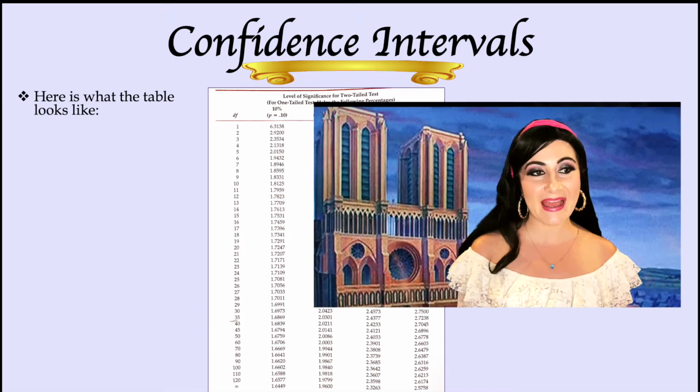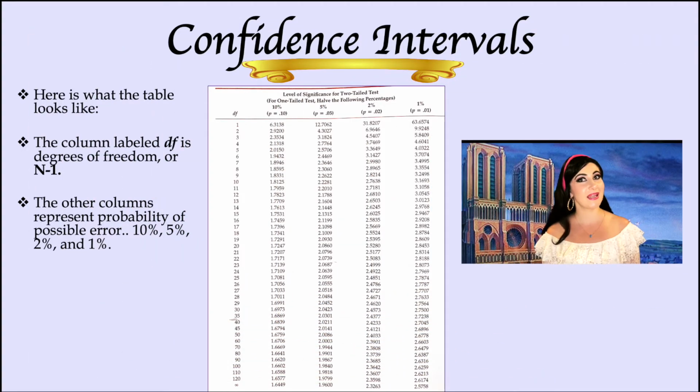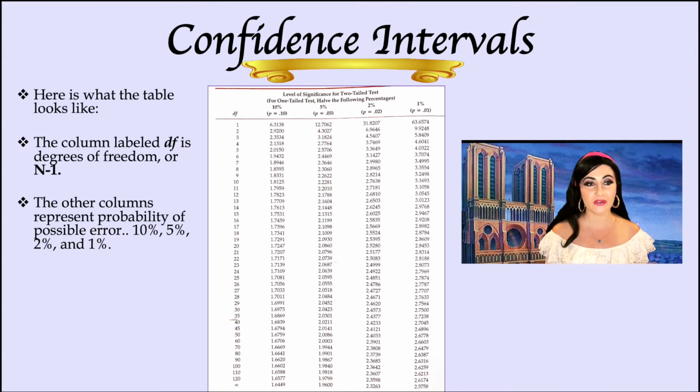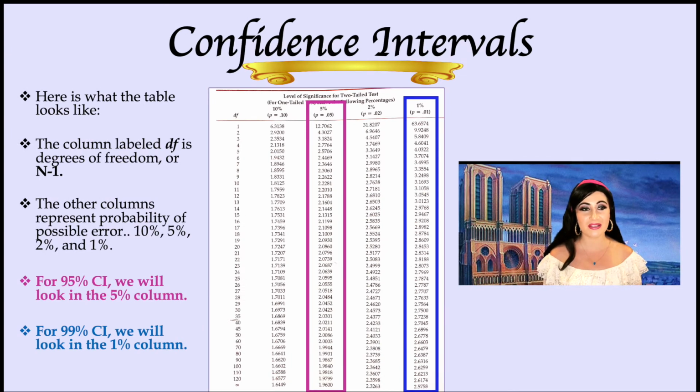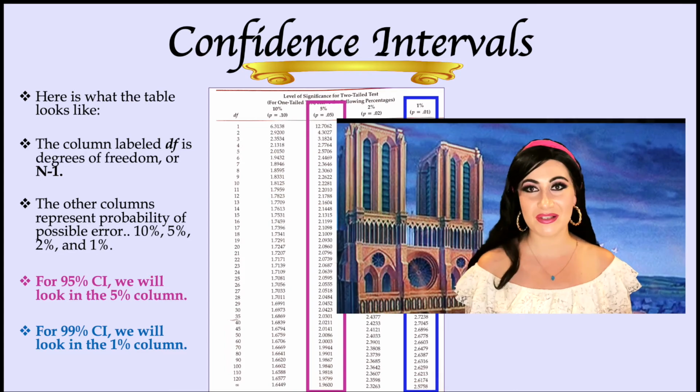The column labeled DF is degrees of freedom, or once again, n-1. The other columns represent the probability of possible error. So if you look across the top, you can see 10%, 5%, 2%, and 1%. For our purposes of our confidence intervals, we have set our confidence intervals to 95% and 99%, which means for the 95% confidence interval, we're going to be using the values in the 5% column, because again, that 5% represents the amount of error we're willing to accept. For the 99% confidence interval, we will look in the 1% column because that represents how much error we are willing to accept for 99% confidence interval.